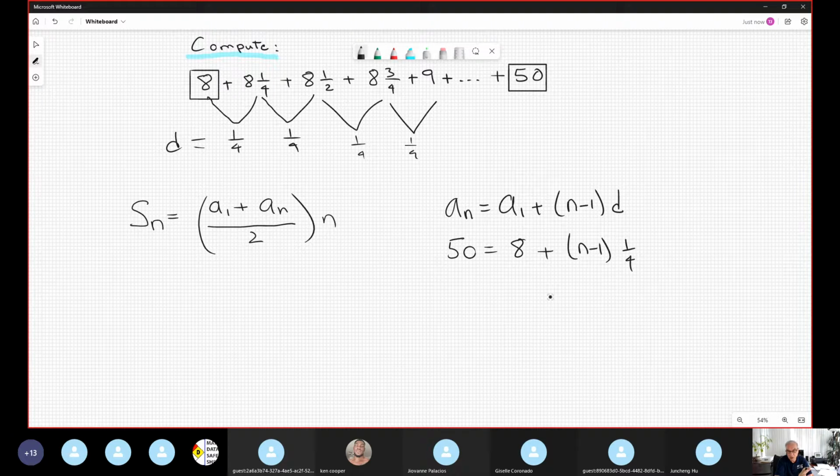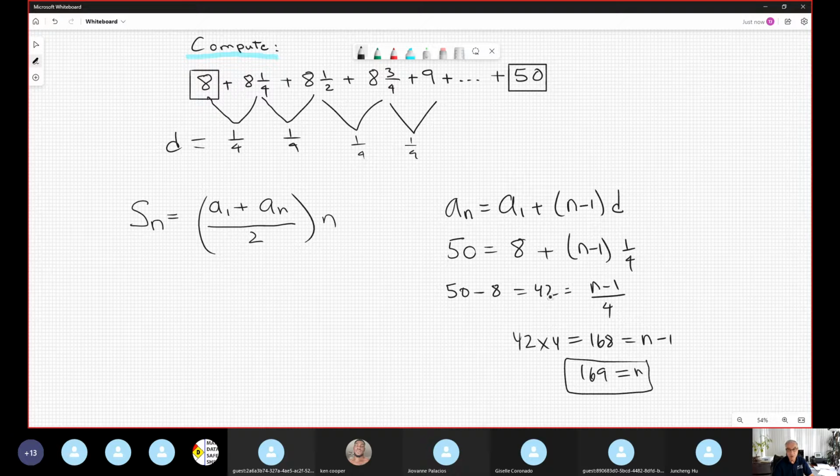And so now you isolate it, and instead of division, multiplication. So 50 minus 8, multiplied by 4, gets 42. No? 42 is equal to m minus 1 divided by 4. Therefore, cross multiply. 42 times 4 is 168, equal to m minus 1. Finally, m is 169, because it was 168 plus 1. And we discover that in this summation we have 169 elements.